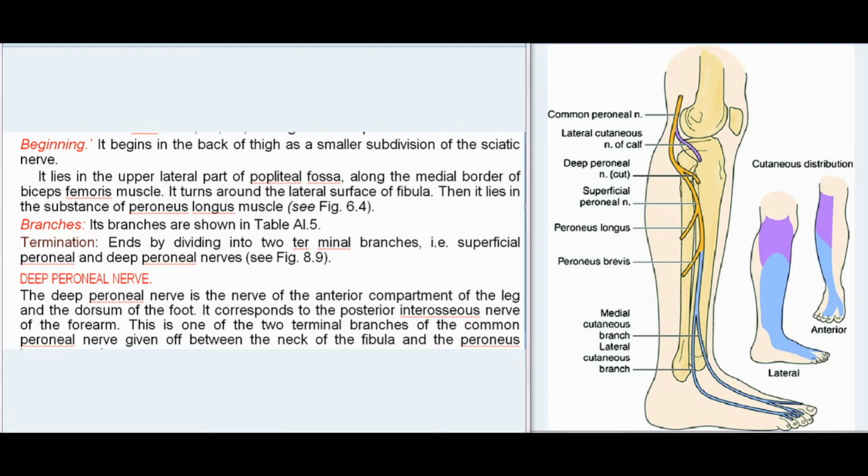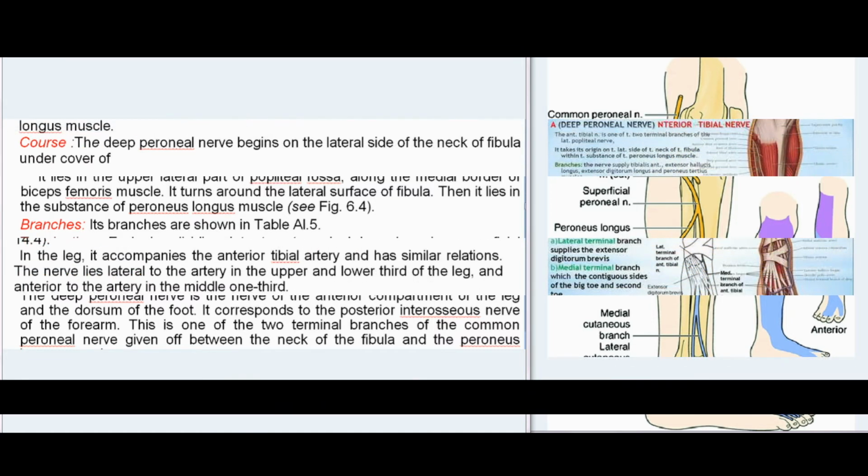Deep peroneal nerve. The deep peroneal nerve is the nerve of the anterior compartment of the leg and the dorsum of the foot. It corresponds to the posterior interosseous nerve of the forearm. This is one of the two terminal branches of the common peroneal nerve, given off between the neck of the fibula and the peroneus longus muscle.